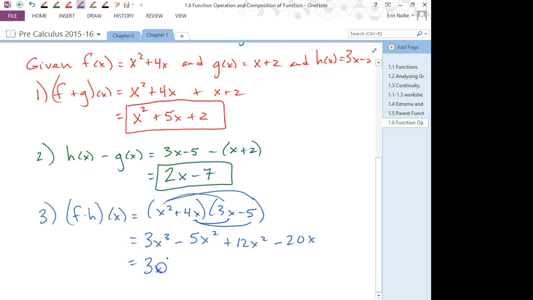I can combine some x squared terms. So if I have negative 5 plus 12x squared, that makes 7x squared. Okay, and at that point, I'm all done.